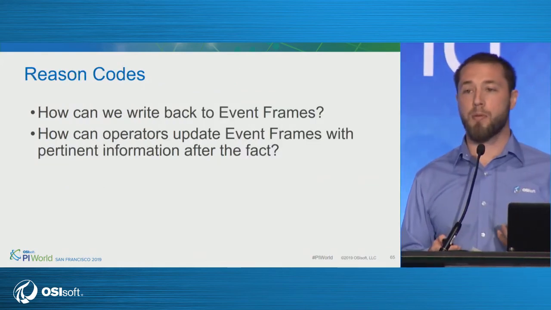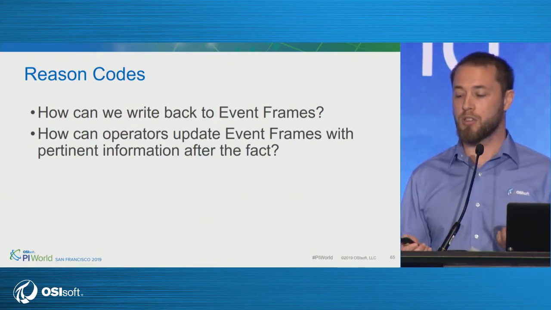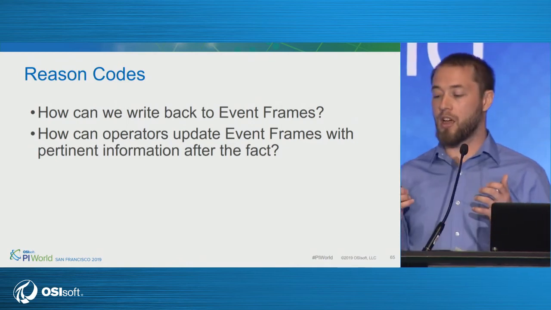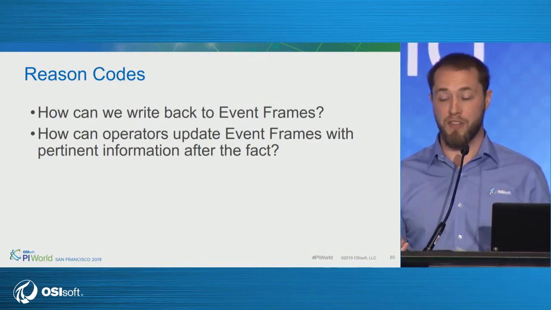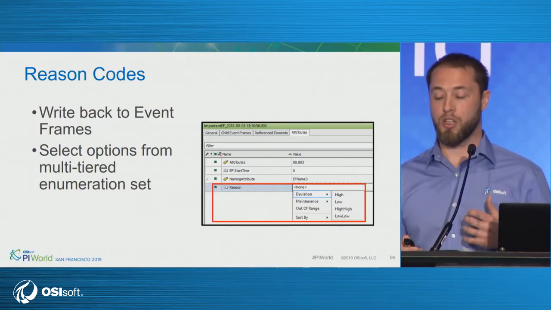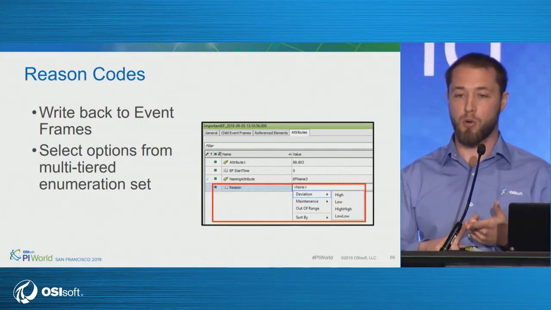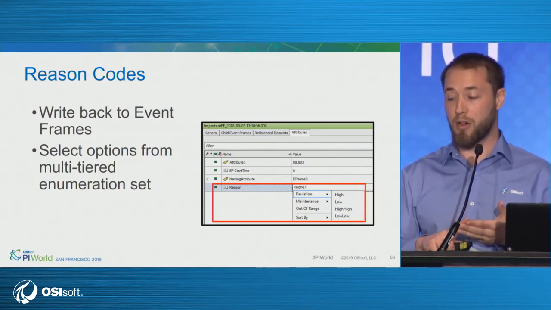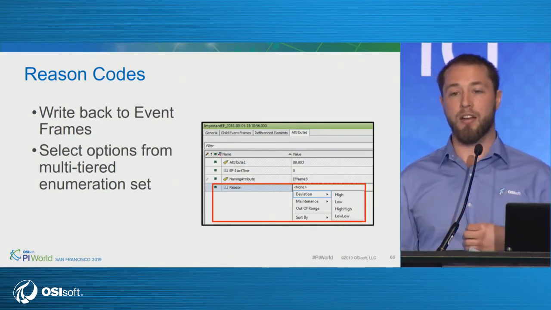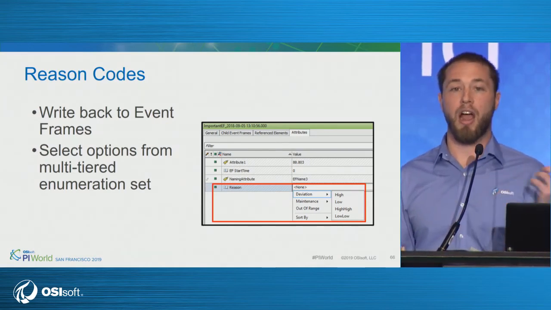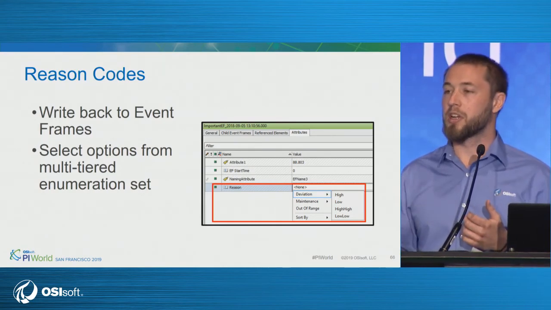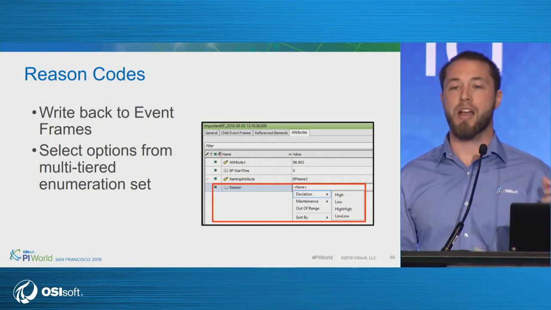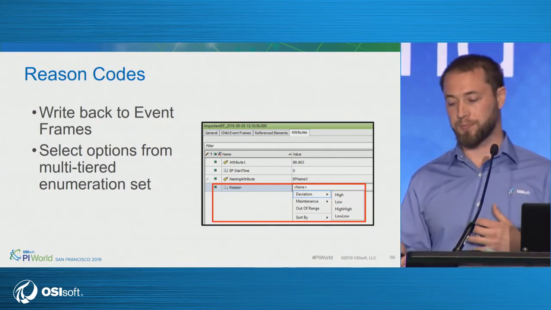We get this question all the time, and we used to get a lot more before we came out with reason codes. It was, how can we write back to event frames? How can our operators update event frames with pertinent information after the fact? And the answer is reason codes. You can utilize reason codes in PySystem Explorer, and then within the event details page and the event table within PyVision. What we see here, highlighted in the red box, is a multi-tiered, hierarchical enumeration set. You can select any reason from this enumeration set, and this will be forever stored on the event frame as the reason that caused that event frame.